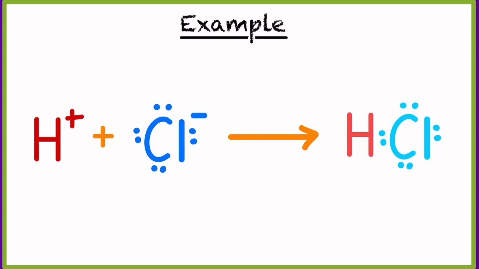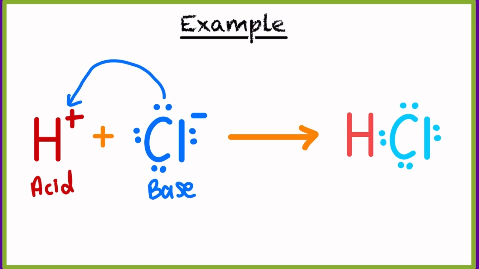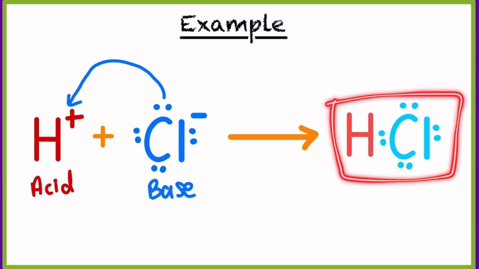Let's look at this example over here. H+, or the hydrogen ion, with Cl-, or the chloride ion. H+ with a positive charge indicates a lack of electrons, so it's electron-poor and probably the Lewis acid. Whereas Cl- with its negative charge indicates a surplus of electrons, so it's electron-rich and the Lewis base. Here, chlorine can donate some of its extra electrons to hydrogen, and together they form HCl as the product.